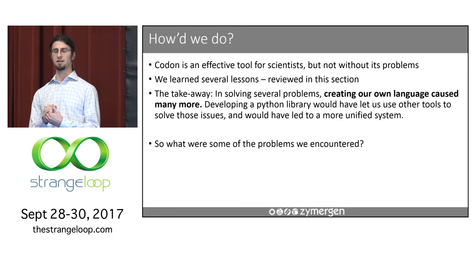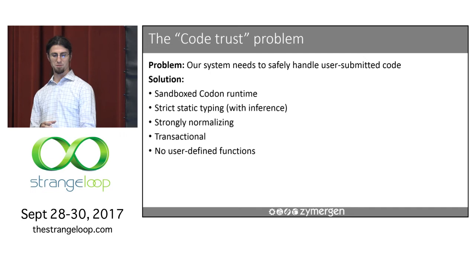The core feature that is really important of Codon is the library of functions that operate in terms that biologists understand. And creating our own syntax around that was intended to solve other problems, but again, created more problems of its own, and perhaps a library was more effective. So what exactly are these problems that we encountered?